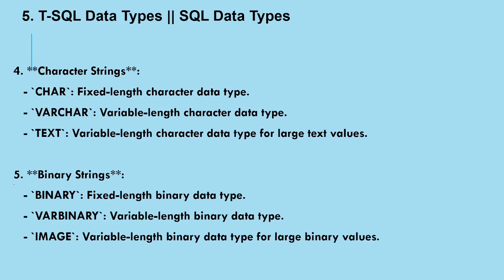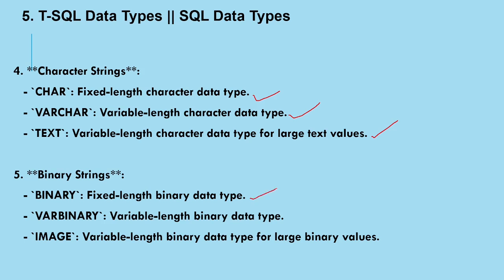Next, character strings. Char is fixed length. Whenever fixed length is required, we type char with brackets and give the required size. Varchar is a variable length data type, same. Okay, text, or ntext, allows a maximum of values; it is a variable length character data type for large text values. For that purpose we will use text, or varchar(max).